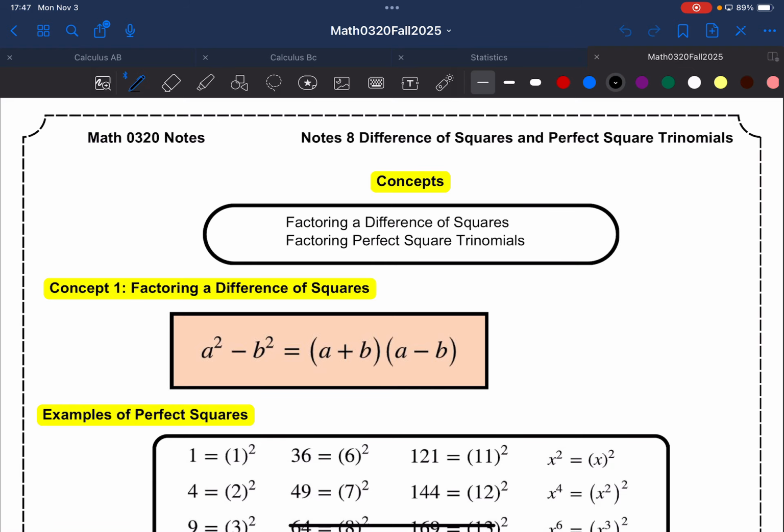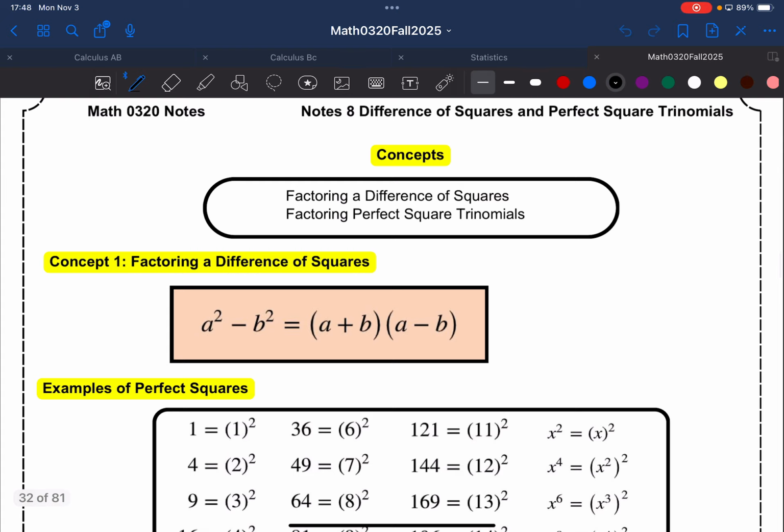Okay, so notes 8 is going to be over the difference of squares and perfect squared trinomials. So recall in note 7, we talked about how to factor a trinomial where we did two numbers that multiply to that AC value and then another number that added to the B value. So we were trying to find that combination that satisfied those. These ones are more special cases.